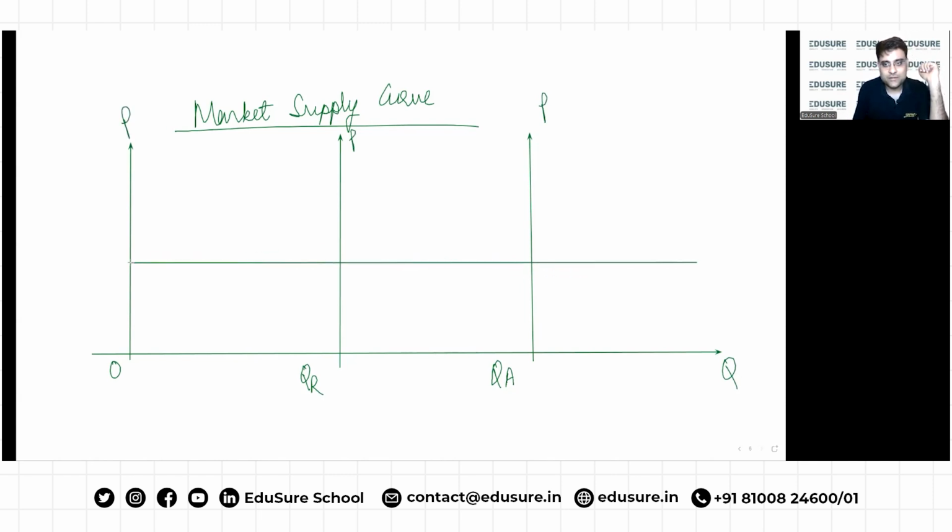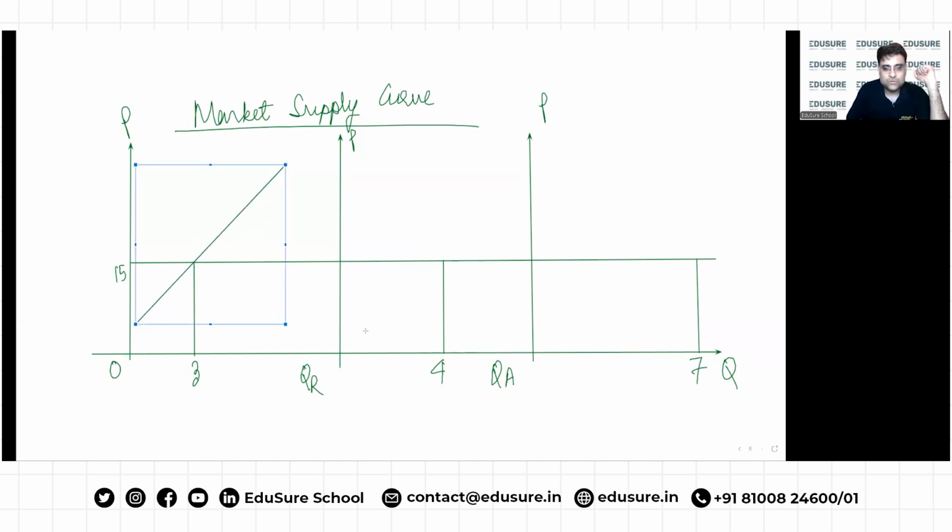Suppose at price 15, Raghu is willing to sell 3 units and Ahmed is willing to sell 4 units. Therefore, the entire supply in the market is 7. So if this was the supply for Raghu, this is the supply for Ahmed, and this is the supply for the market.